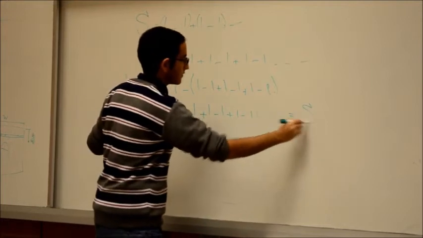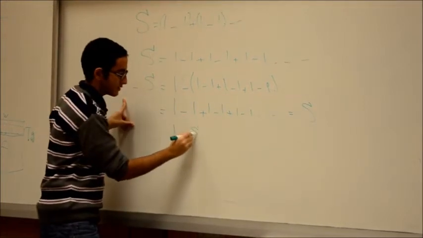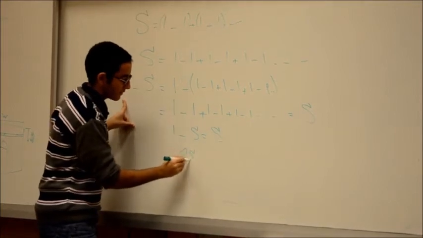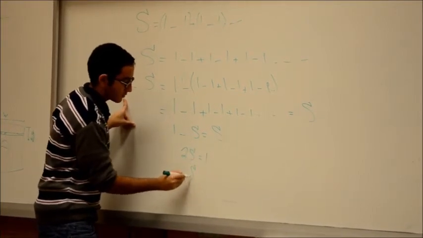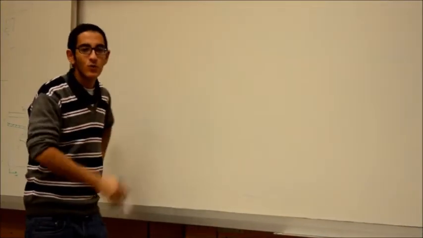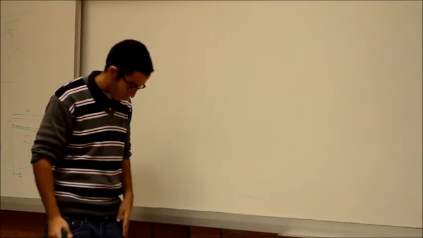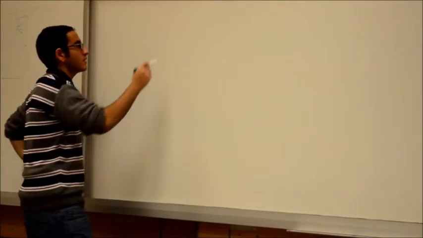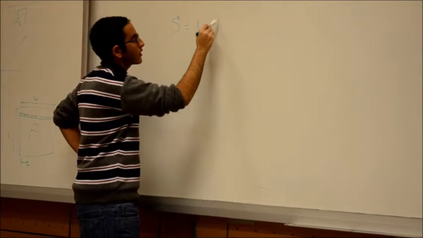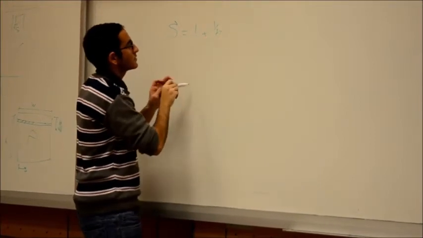All right? So 1 minus S is going to be equal to S. 2S is equal to 1, or S equals half. Now, is the sum equal to 0, 1, or half? We don't know. But we can define another sum, S equals 1 plus 1 half. That's not a half.